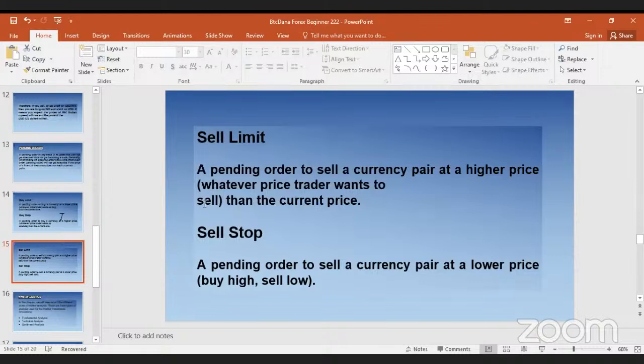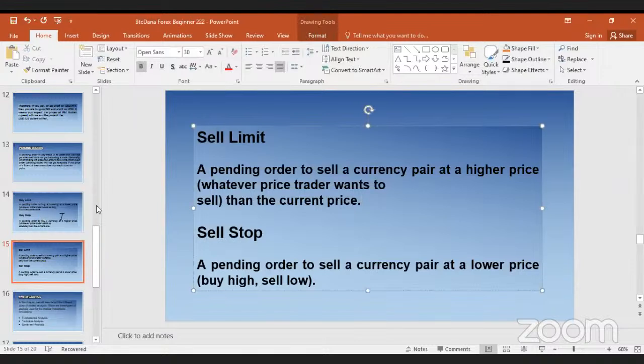buy limit. So sell limit now is a pending order to sell a currency pair at a higher price, whatever price traders want to sell at, than the current price. Okay, so you are selling, just the way I made an example in the buy limit. Now a sell limit is the exact opposite of it.